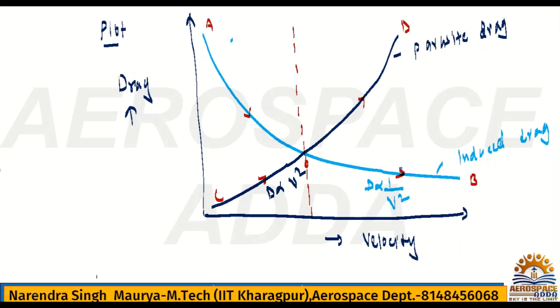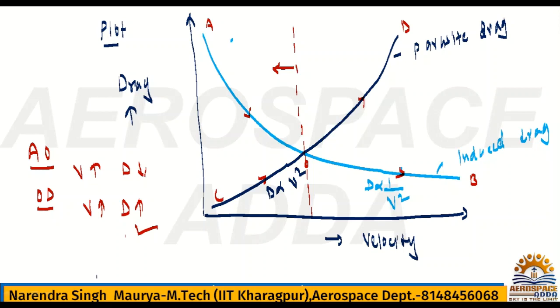Generally, if you check the total drag, total drag will increase when velocity increases. But here, in this case, if you check this side AO, velocity is increasing, but drag is decreasing. Yes or no? For AO, velocity is increasing, but drag is decreasing. Check. I'm talking about AO. What about OD? In case of OD, velocity is increasing, and drag is also increasing. So this is physically possible. If velocity increases, total drag increases. That is true.